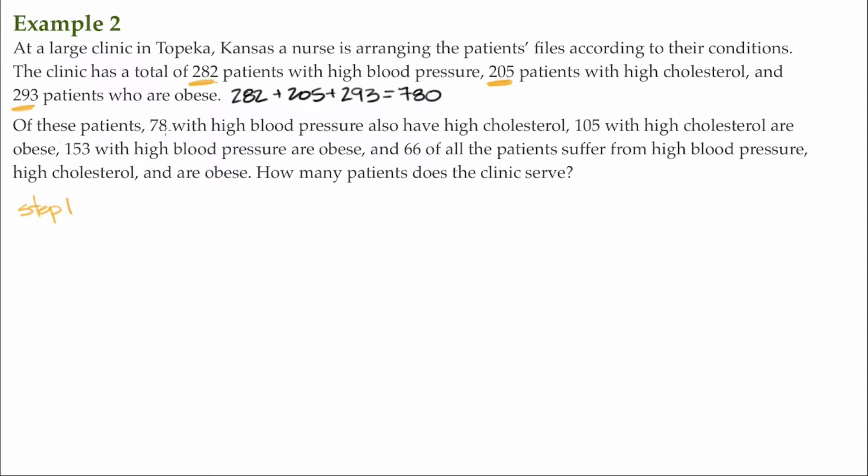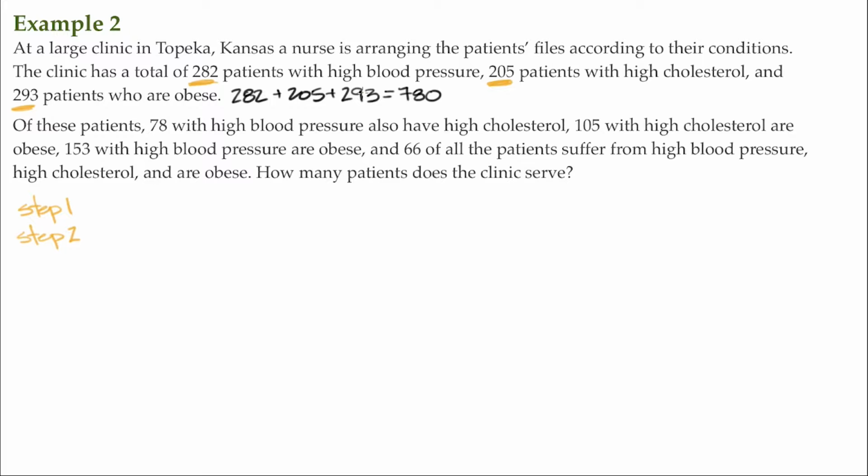Because as it says in this next paragraph here, of these patients, 78 with high blood pressure also have high cholesterol. So if I simply add the 282 of the high blood pressure to the 205 with high cholesterol, well, if some of them have both high blood pressure and high cholesterol, I'd wind up counting some of those individuals more than once, and that's what's described in this paragraph here. So step two then says, devise some sort of plan. So what we need to do is come up with a plan in which we're not counting these individuals more than once.